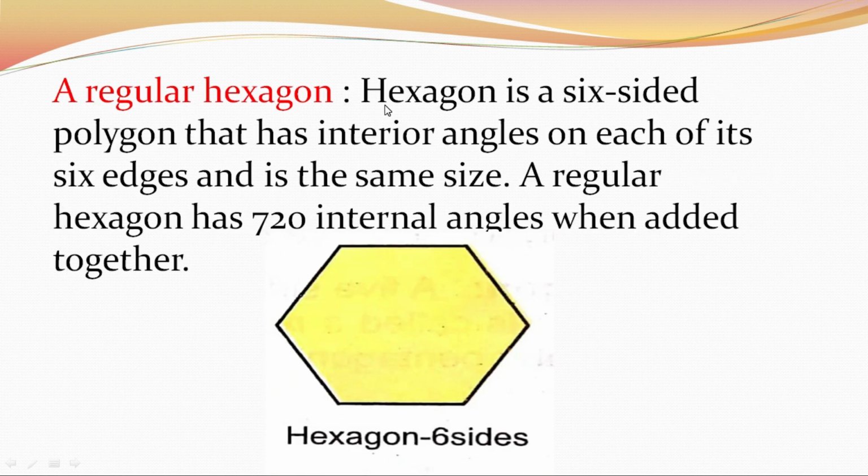A regular hexagon is a six-sided polygon that has equal interior angles on each of its six edges and is the same size. A regular hexagon has 720 degrees of internal angles when added together. This is the shape of a hexagon.